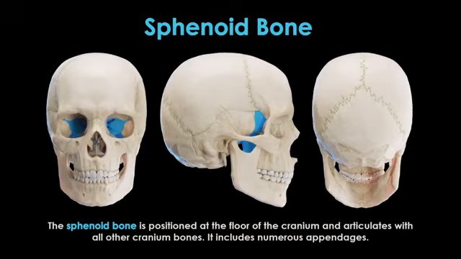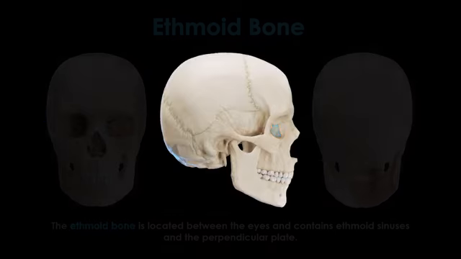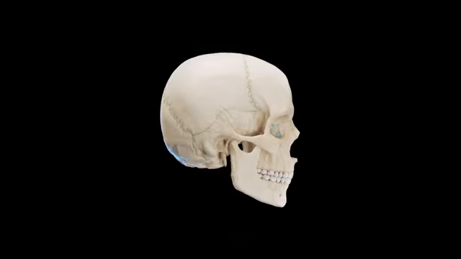The sphenoid bone articulates anteriorly with the ethmoid bone. The ethmoid bone is located between the eyes and contains the ethmoid sinuses and the perpendicular plate, as well as several other important appendages. It's also important to know how and where these cranial bones are attached to each other, and that is sutures. Cranial bones are attached at immovable joints called sutures.